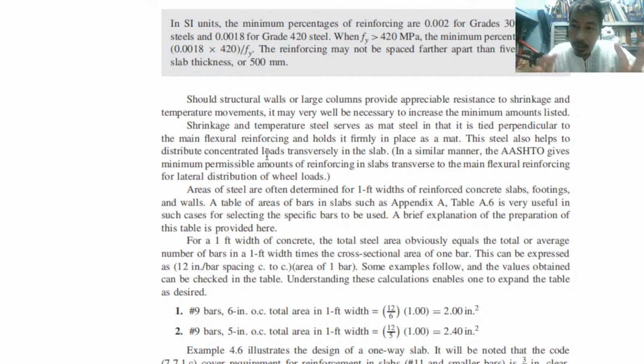Matting for slab reinforcement. That is what they call it in construction. In similar manner, the AASHTO, recall, this is for highway, road networks, and highway design, gives minimum permissible amounts of reinforcing in slab transverse to the main flexural reinforcing for lateral distribution of wheel loads.